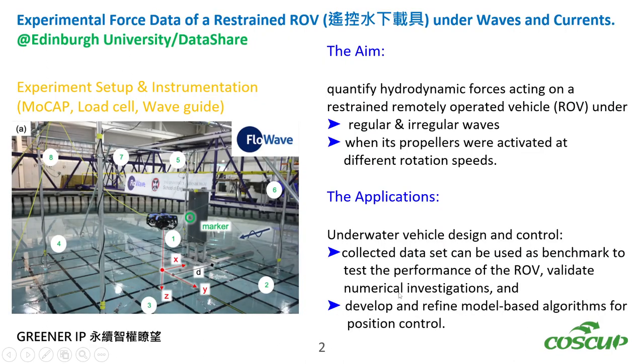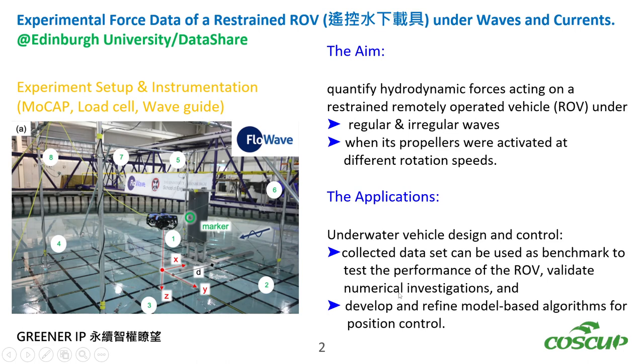This is an experimental force data of a restrained ROV, which is a remotely operated vehicle. This open data is released by Edinburgh University on the website called DataShare. And you can see from the photo, there is an ROV attached to a frame via 8 tethers. And the frame is to simulate a boat.